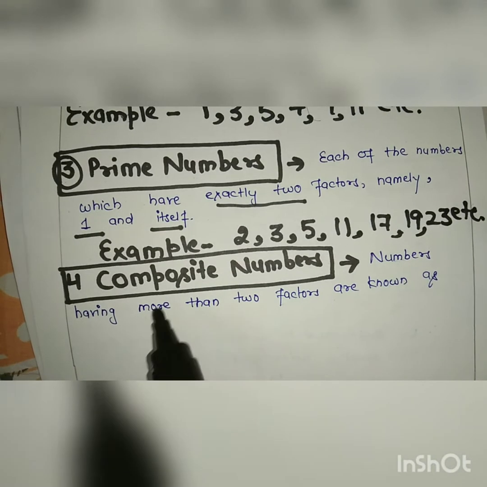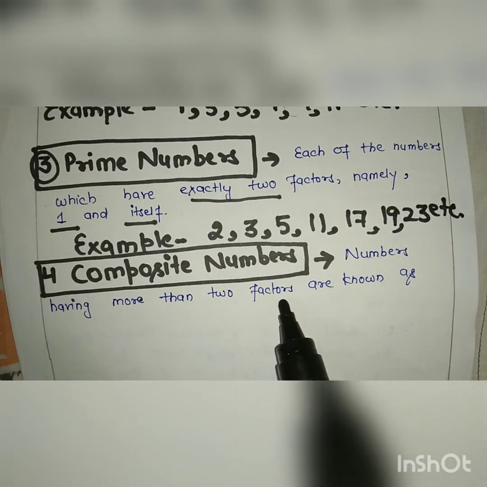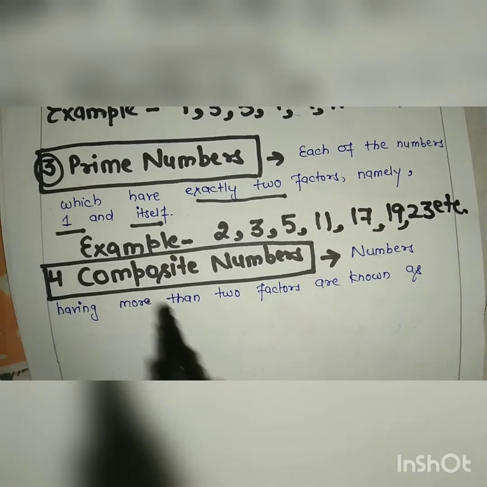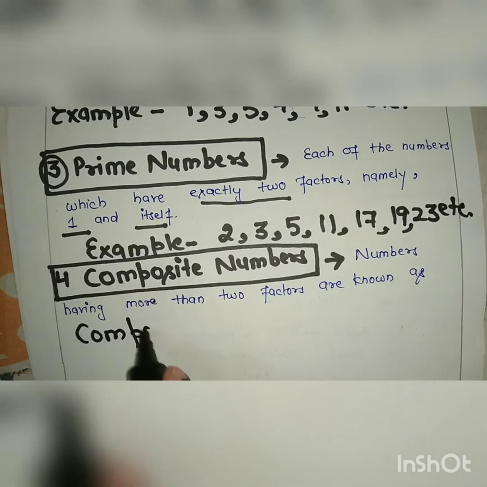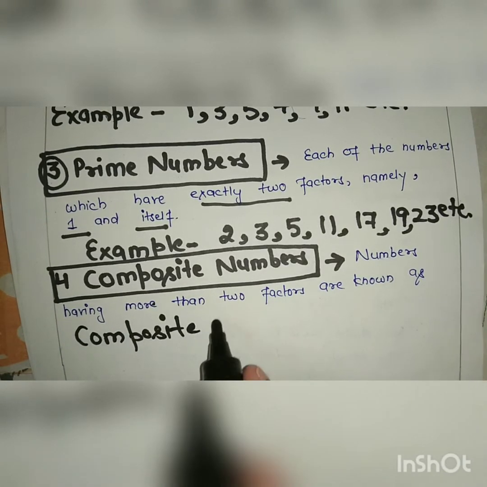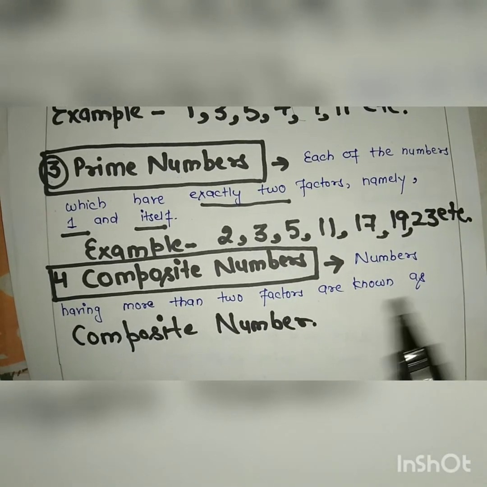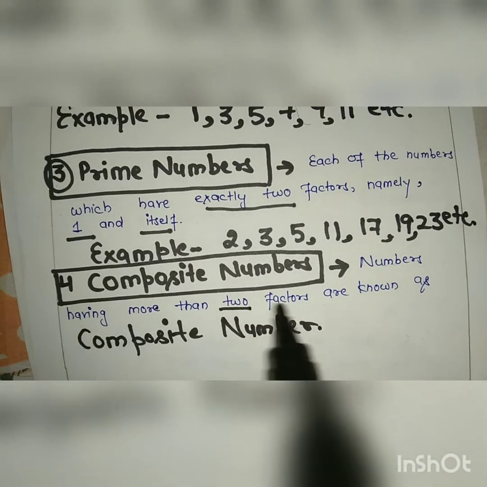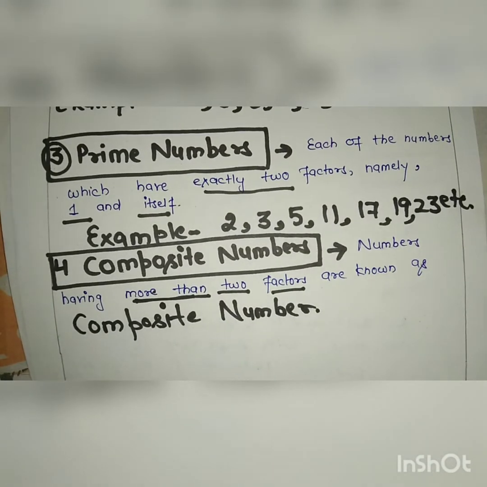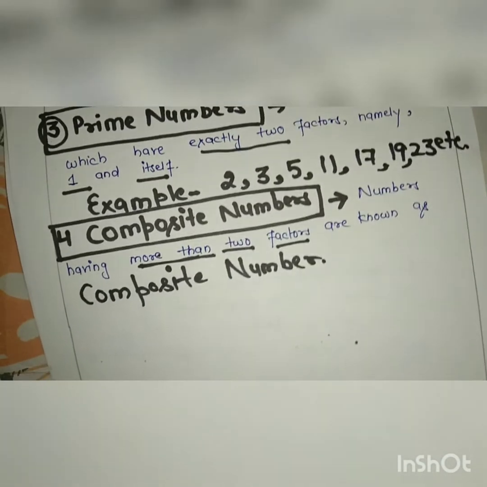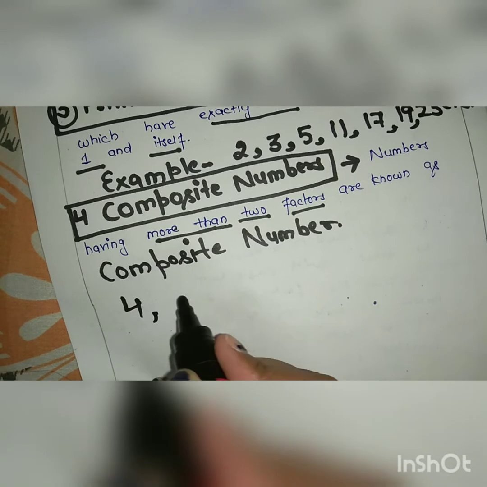Now we are talking about composite numbers. What is a composite number? Numbers having more than two factors are known as composite numbers. For example, 4, 6.